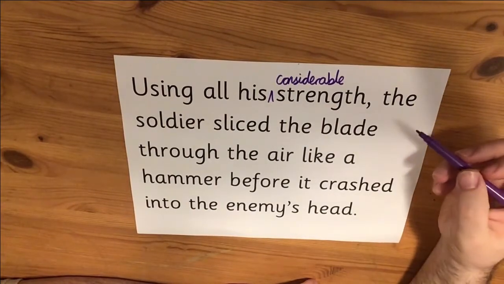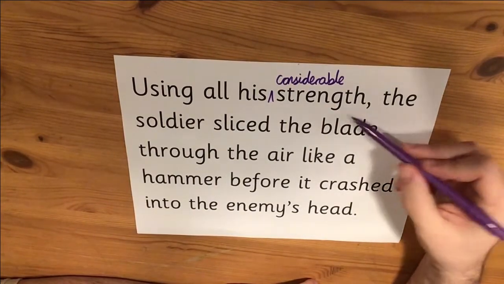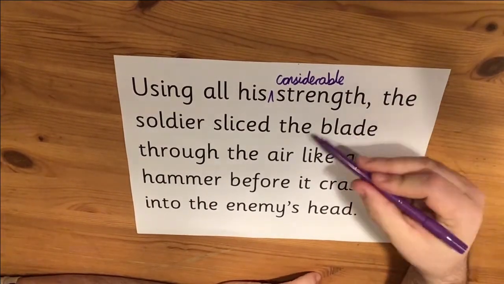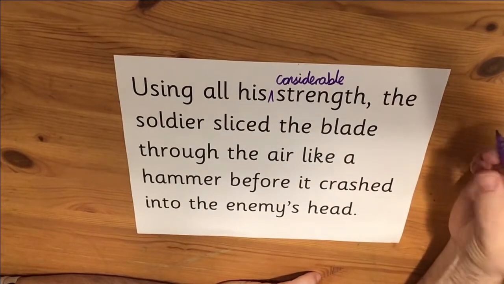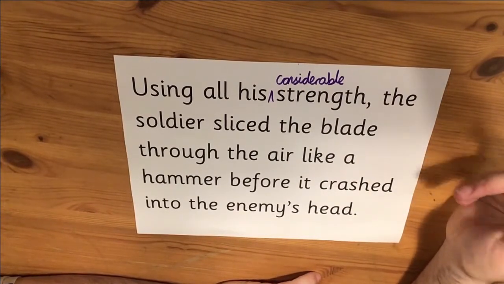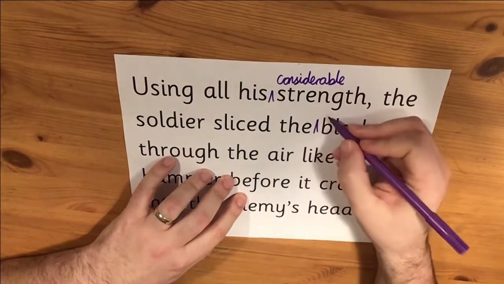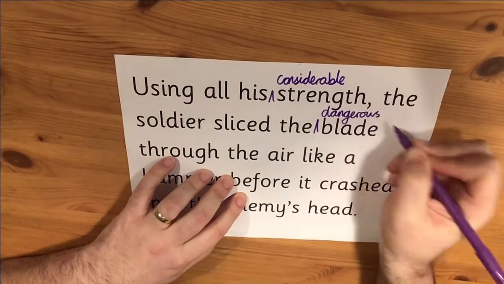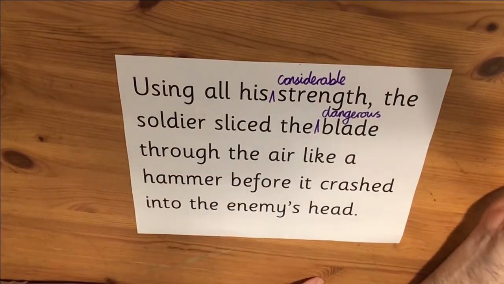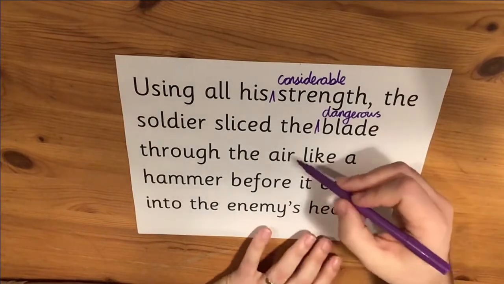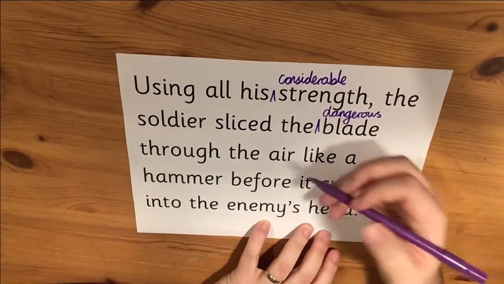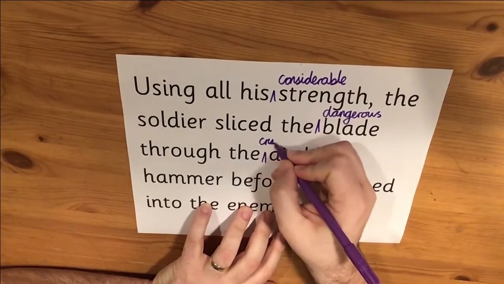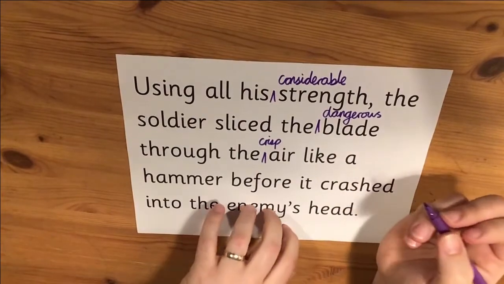The soldier sliced the blade through the air. Now this obviously blade is his gladius. I didn't want to use the word gladius again, so I went with blade, but I think I could describe this blade. I don't want it to be like jagged or razor sharp or anything like that. I'm going to go with the blade being dangerous. Okay, having a dangerous blade makes him seem a bit more brave and heroic. Okay, through the air. Now again, the air is part of the setting description. I just want to add a bit more description to make it more interesting. So I'm going to have crisp air.